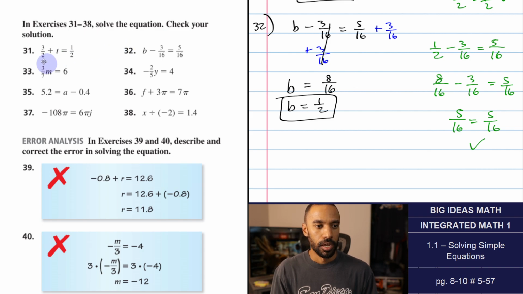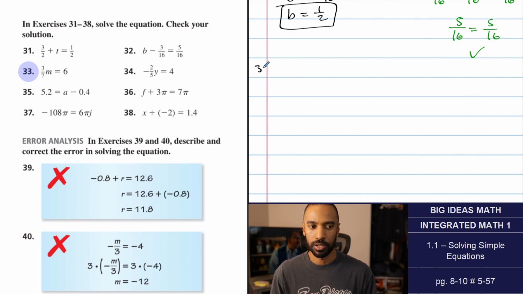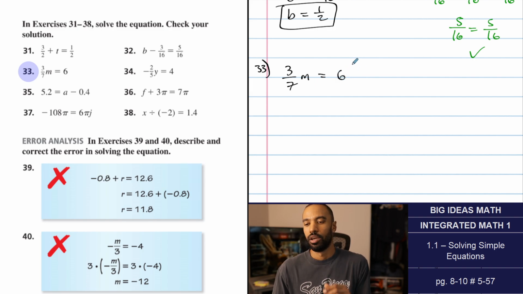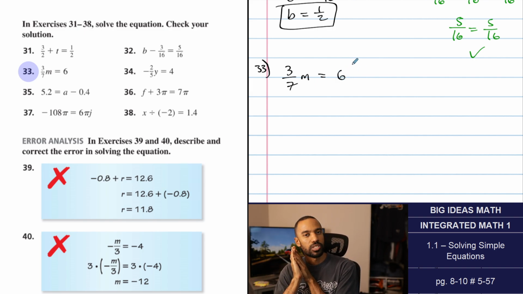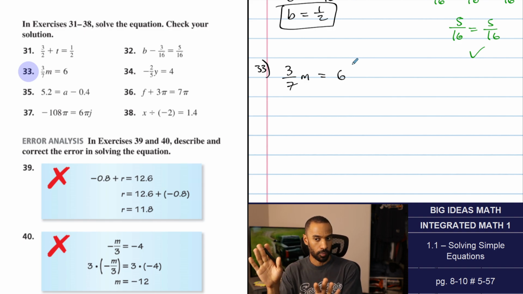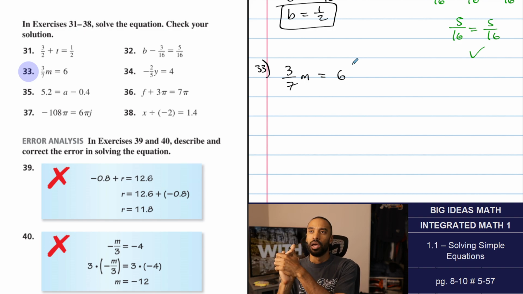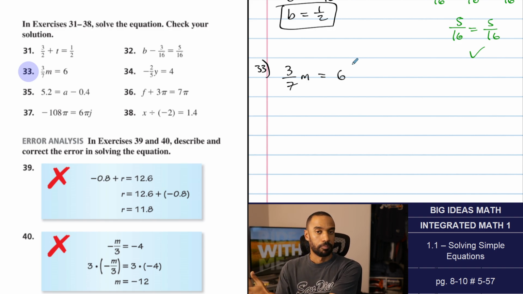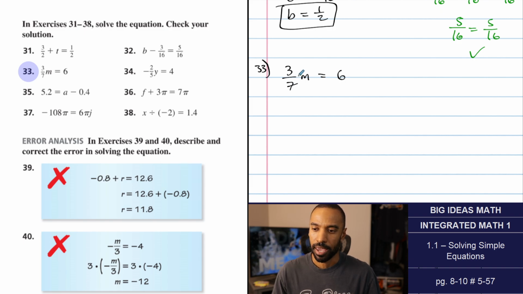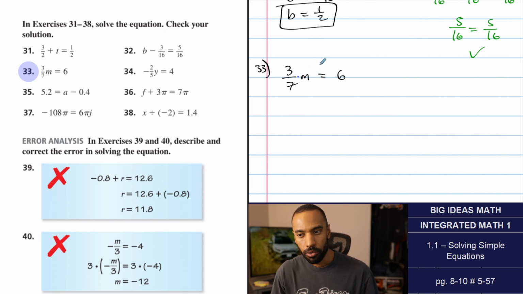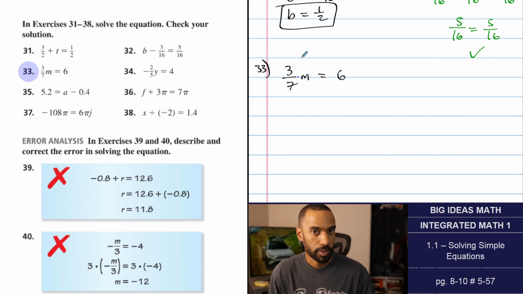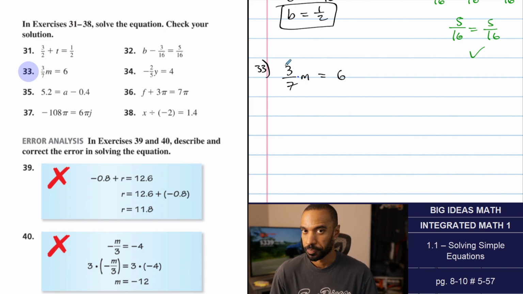Number 33. 3/7 m equals 6. Oh boy, we have a lot we can talk about here. I'll try and do what I can. Okay, when we say 3/7 m, think about what you would say for 3m, which, by the way, can be represented that way. We'll talk about that later. It means this times m. 3/7 is multiplying by m. So how do we do the inverse operation of multiplication? Well, you would do division.